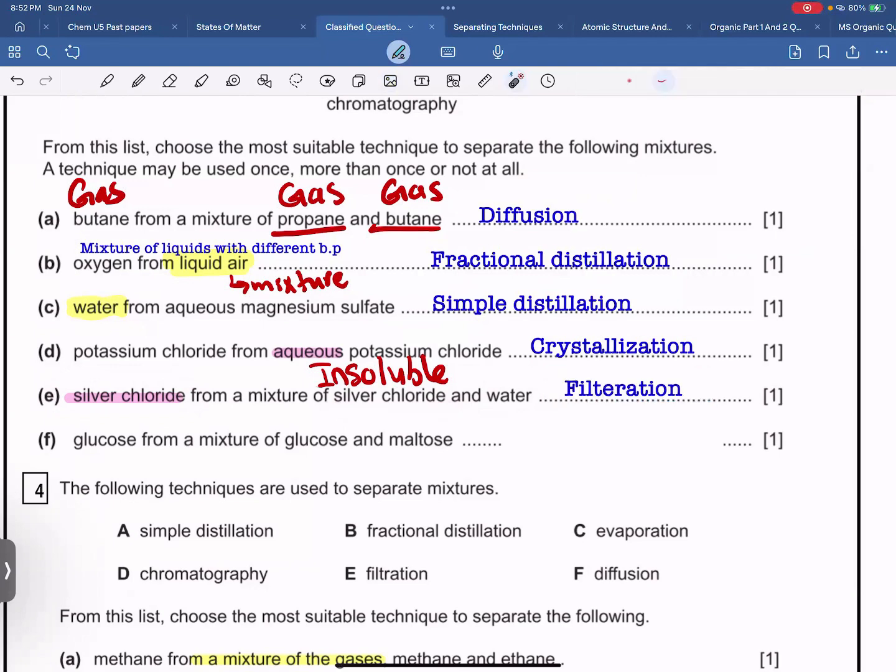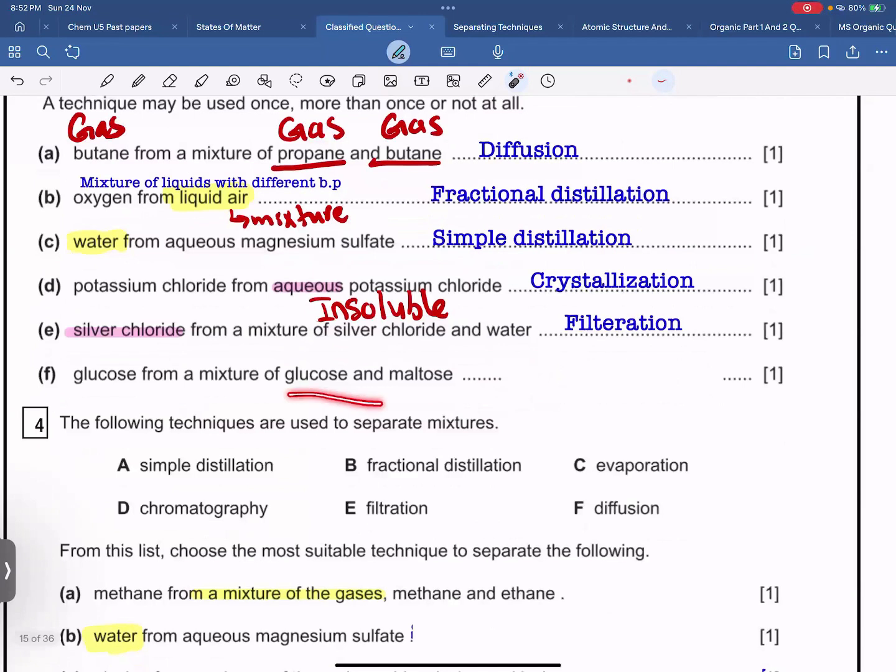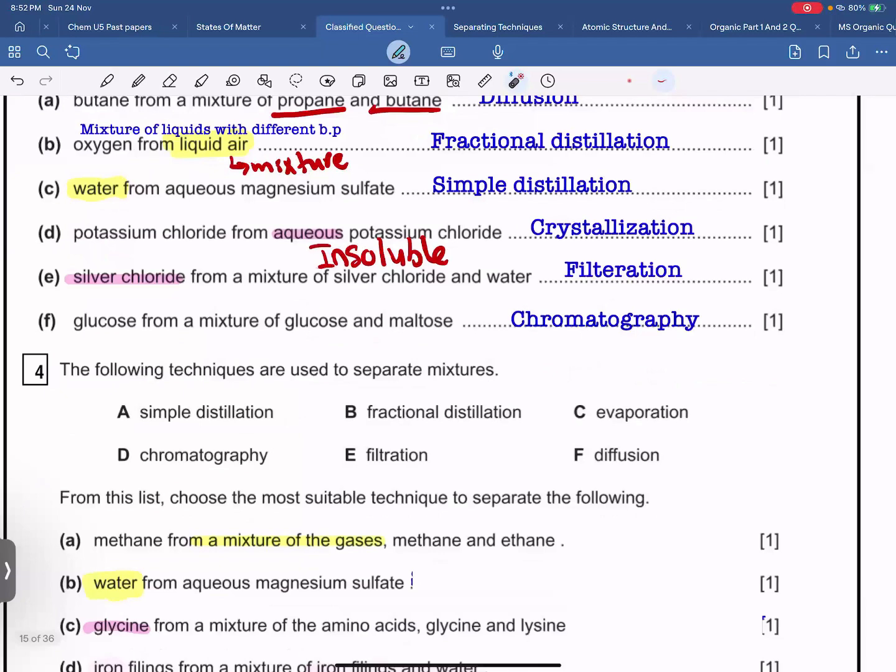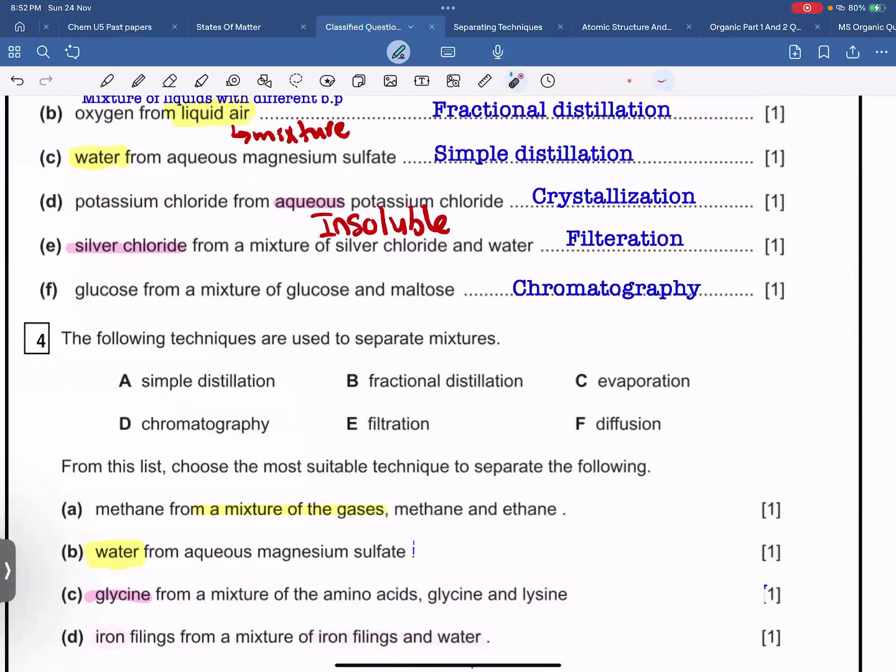So using filtration. Glucose from a mixture of glucose and maltose, to separate sugars or a simple sugar mixture, use chromatography. So sugar or amino acid, dyes, are keywords for chromatography. Then the following techniques are used to separate mixtures: simple distillation, fractional distillation, evaporation, diffusion, chromatography, filtration, and diffusion.